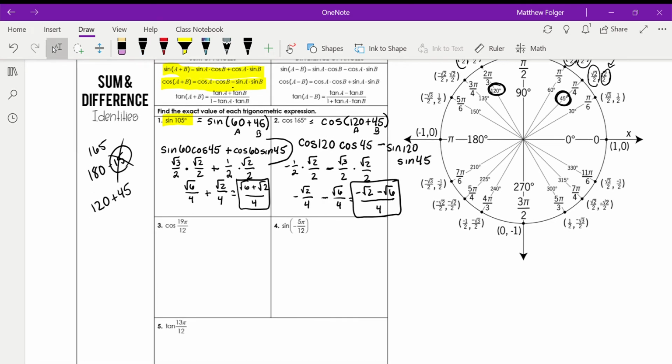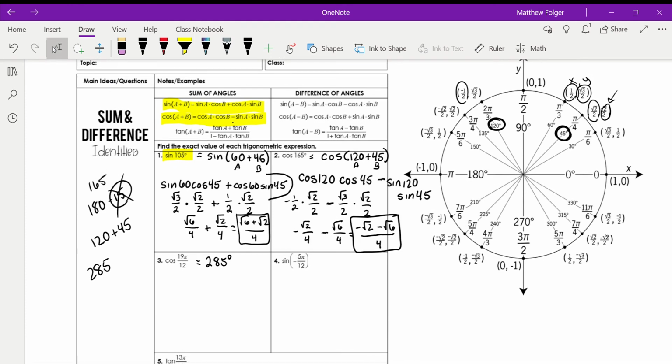Now the next one's in radians. An easy solution for a problem that's given to you in radians is just to convert it to degrees. So do 19 times 180, which I'm doing in my calculator right now, and then divide that by 12. So this is 285 degrees. So we need to figure out what adds or subtracts to 285. Well, there's more than one way to do this. Using 285, we want to find two values on this unit circle up here that either add or subtract to 285. See if you can do that on your own.